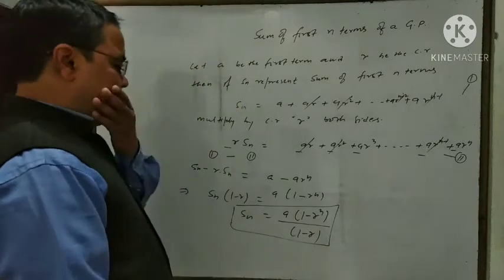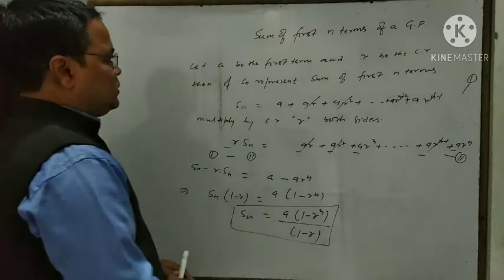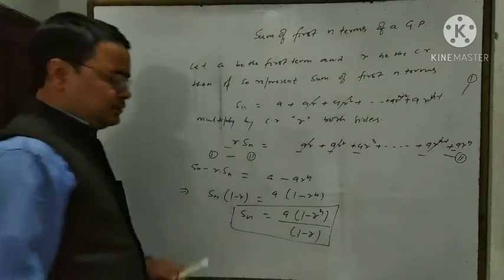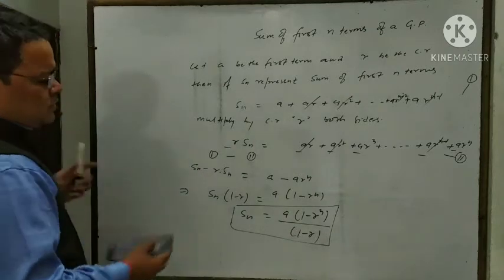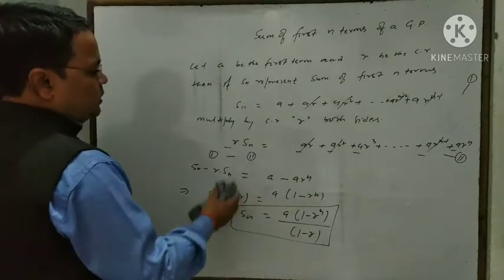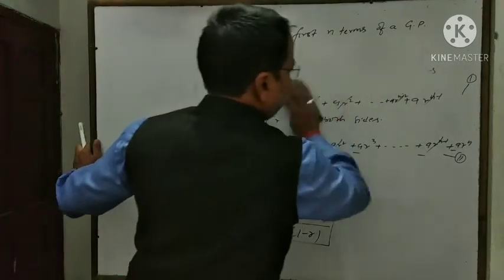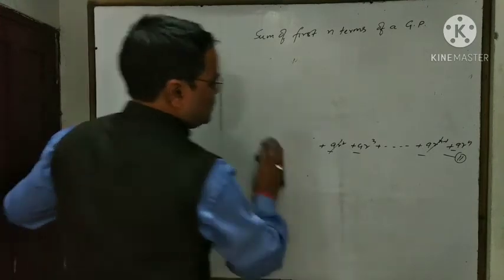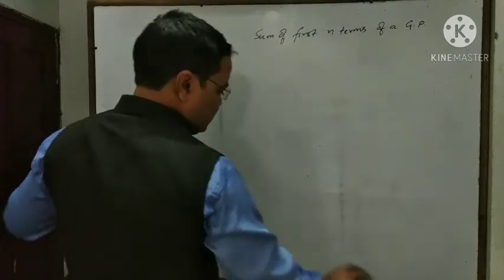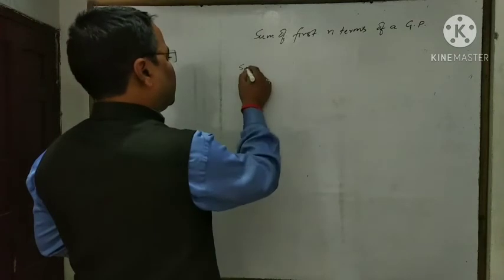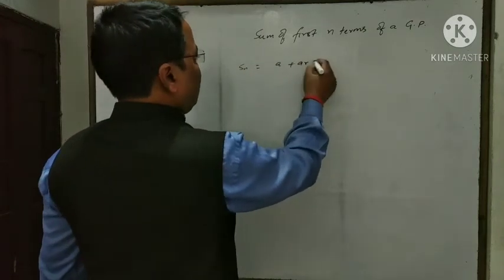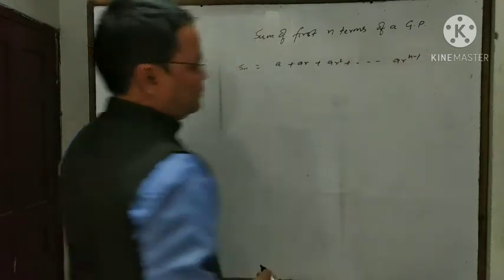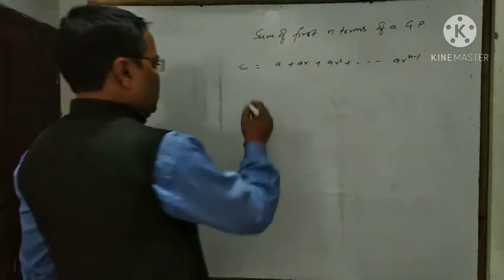Okay, dear student, this is the formula related to the sum of the first n terms of a geometric progression. Here we have some more concepts regarding this. Remember, here we are taking the first term as small a and the common ratio as small r, in that case Sn will be a plus ar plus ar square up to ar to the power n minus 1.